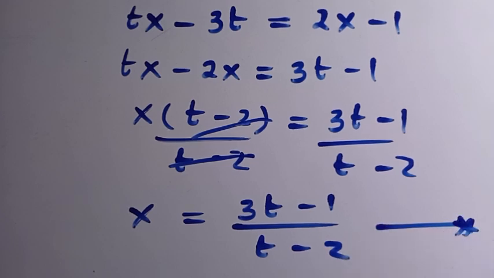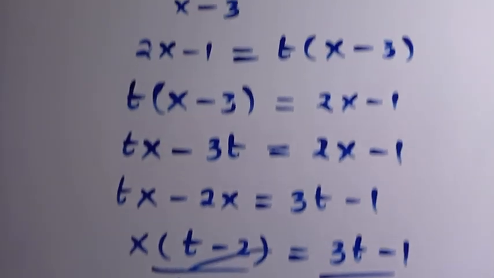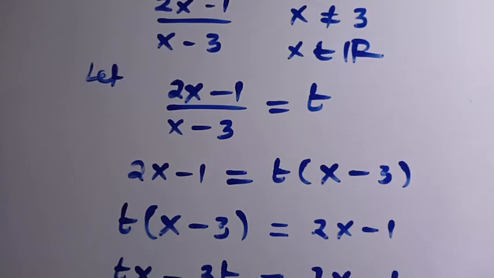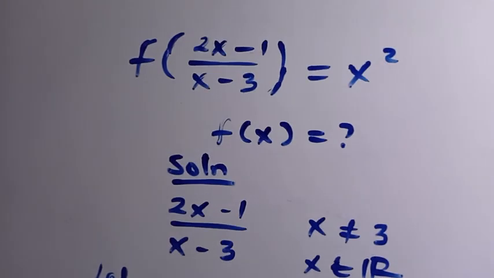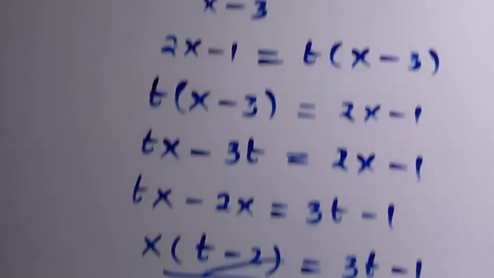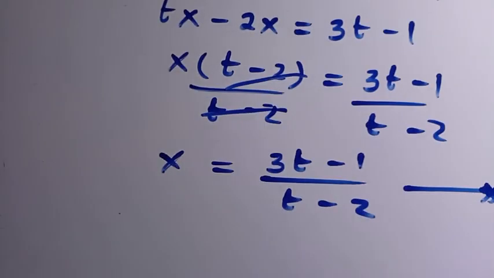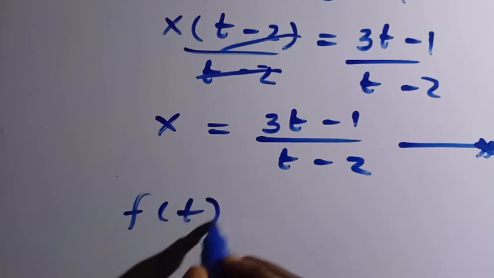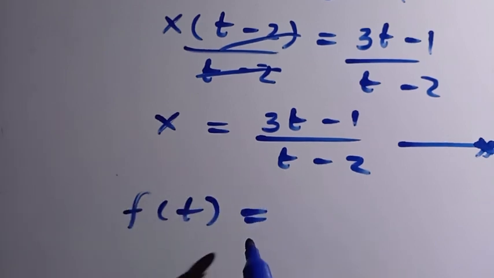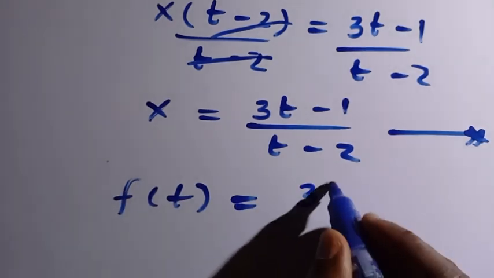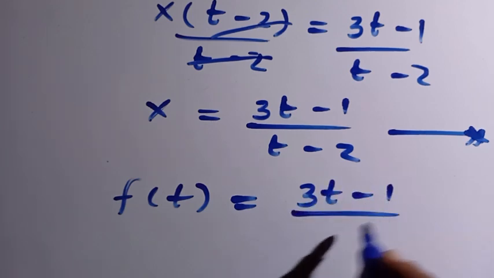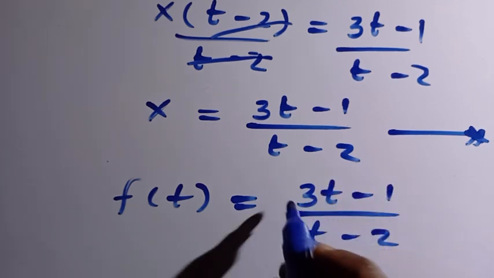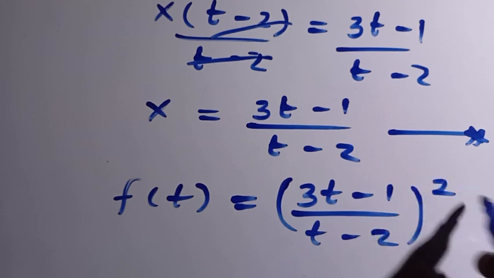So if this is what we have, then when we recall from here, we have (2x minus 1) over (x minus 3) equals t, and everything here is in this function. So therefore, we're going to replace it as we have f of t equals, so instead of x squared, we are going to write it as (3t minus 1) divided by (t minus 2), and all raised to the power of 2.